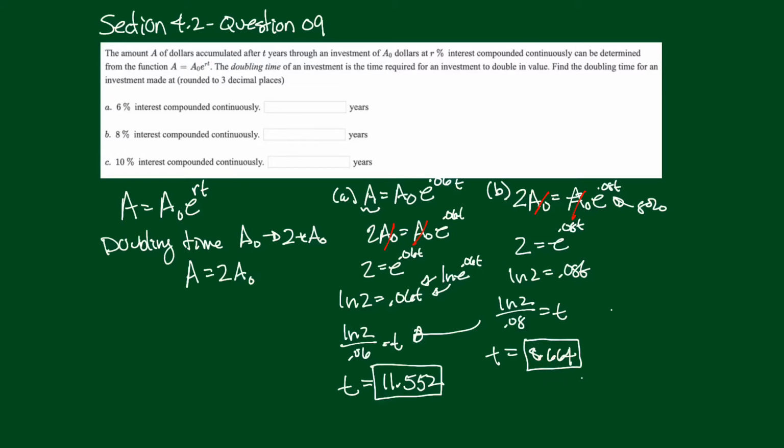Now at 10%, let's see what happens. So in part C, we're going to be at 10%, but I know what's going to happen here. T is going to be what? ln2 over 0.10. So what do I get here? When I round to 3 decimal places, I got 6.931, or essentially 7 years. So I get 6.931 years before I double my money.